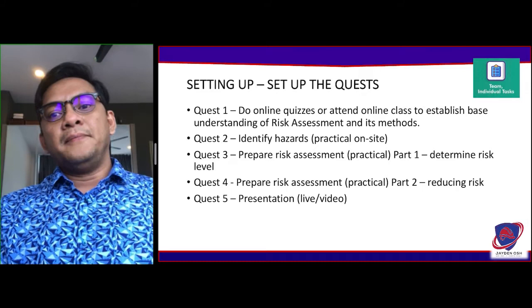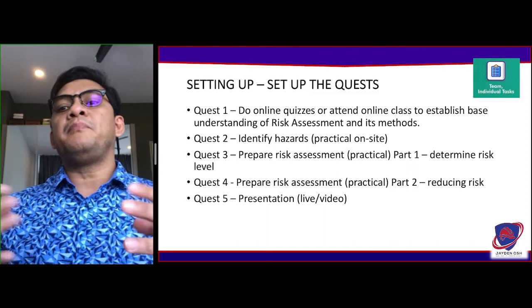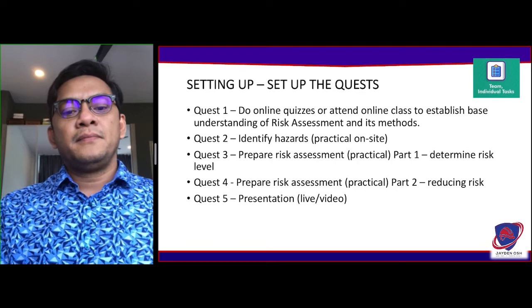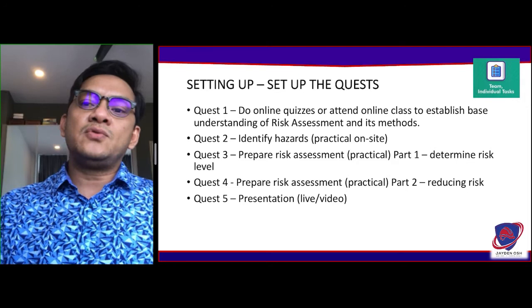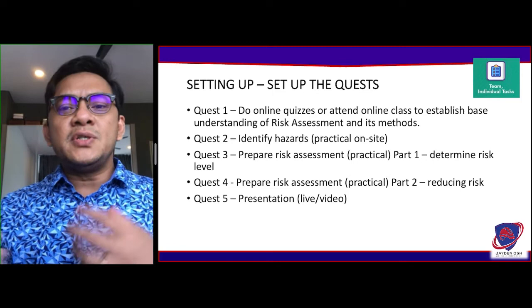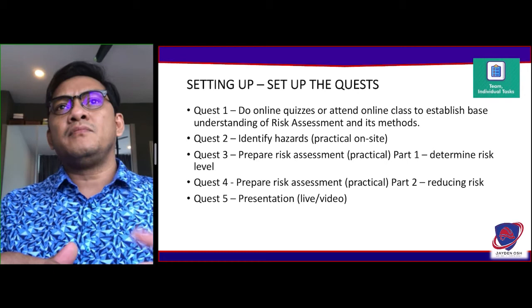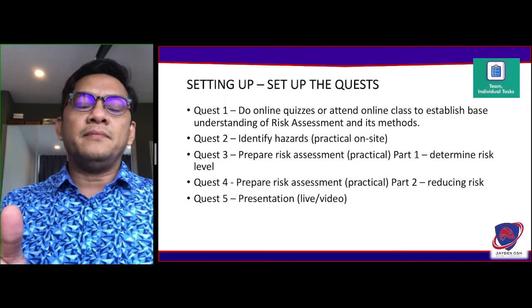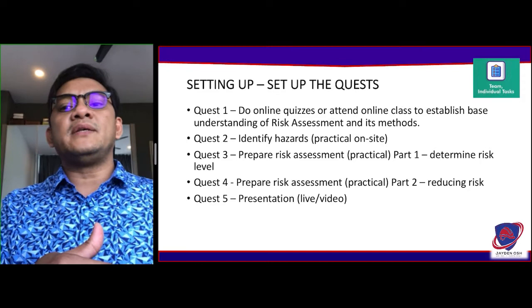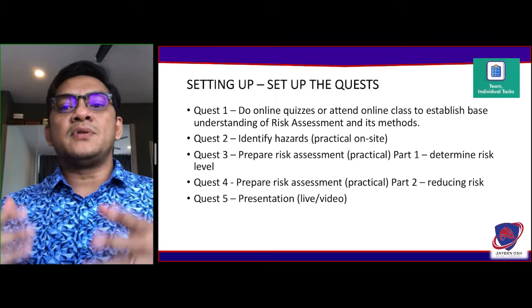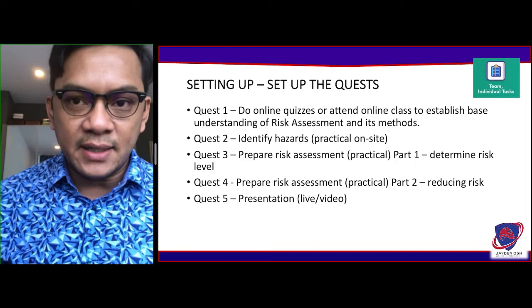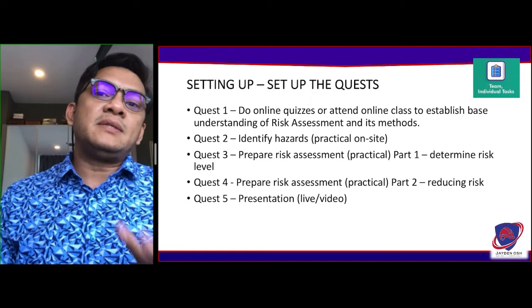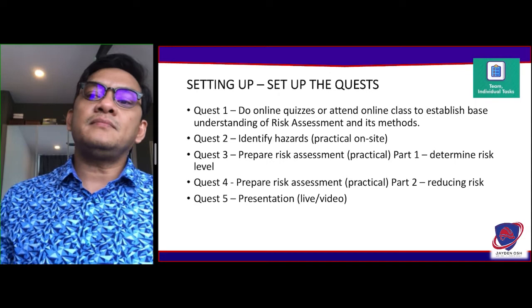In doing this at UNIMAS for my students, I prepared an online form, kind of like a guide, especially for quests 2, 3 and 4. Because during MCO we could not guide them face to face, so they were at their homes around Malaysia. By having this online form, they can go through a step by step process of how to identify hazards, determine the risk level, and reduce the risk. So it's self-learning, student-centered, participant-centered. Our job as the game master is to guide them to make sure they understand what they need to do.